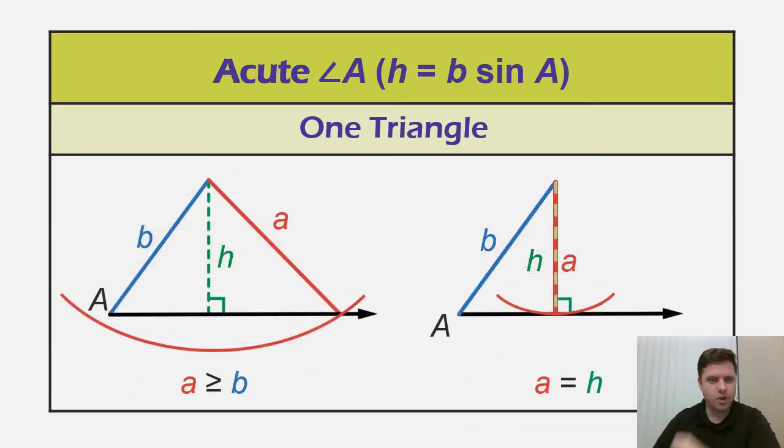So this kind of is showing what happens here. So in the case in which A is greater than B in an acute triangle, we just have one triangle. If A equals H, we have just one triangle. It just happens to be the right triangle.